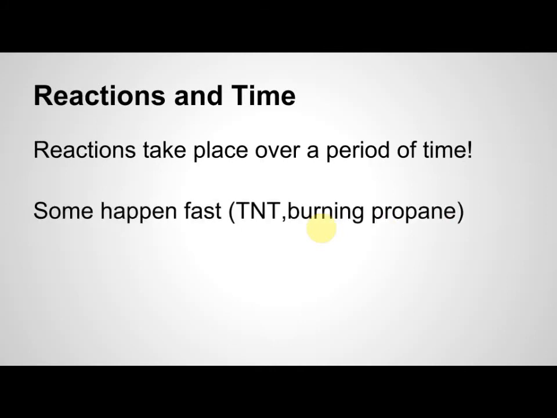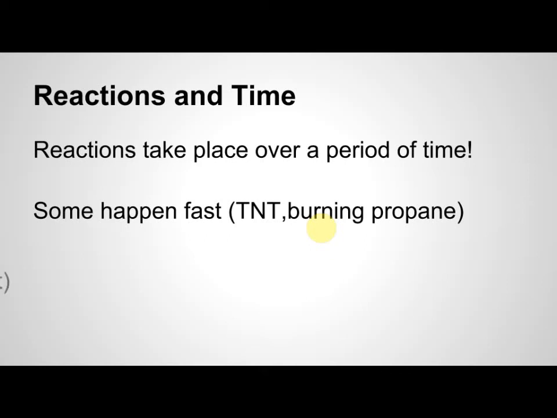Things that happen very fast, examples of that would be anything that explodes or burns. TNT, for example, is a reaction that happens very, very fast. When we light a stick of dynamite, if we are doing some mining, it blows up. The reaction happens very, very fast. Burning propane is also an example of something that happens very, very fast.